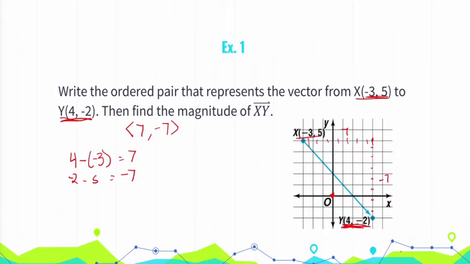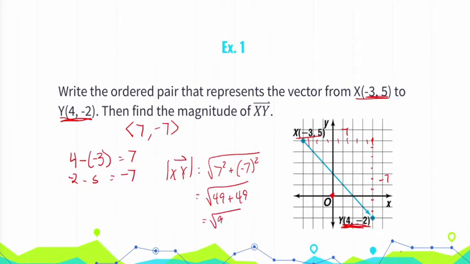So then the magnitude of vector x, y is going to be the square root of 7 squared plus -7 squared, which is the square root of 49 plus 49, which is the square root of 98, which is ever so slightly less than 10. It's going to be 9.89, or 9.9, let's say.